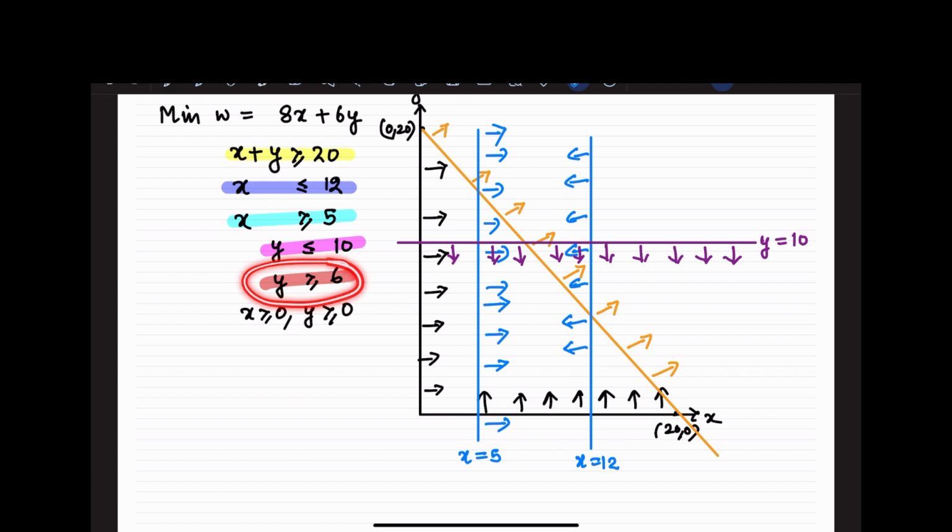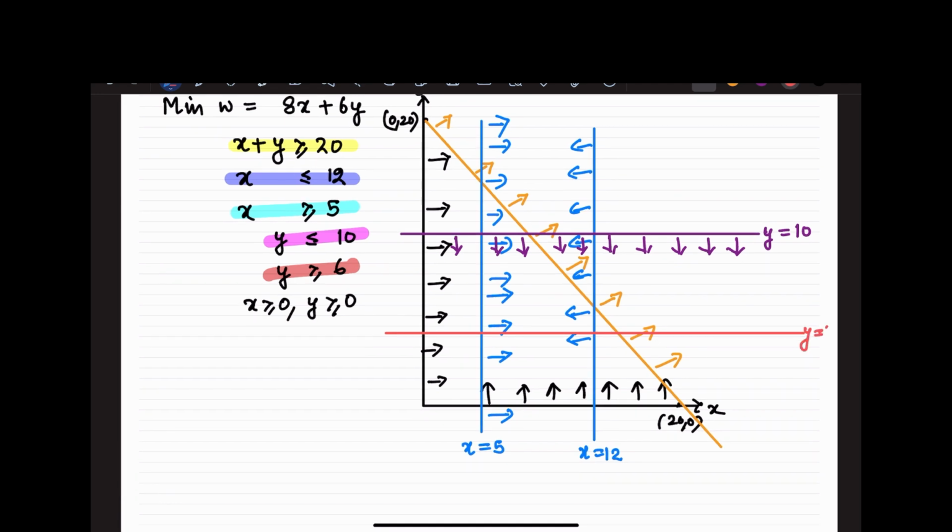Next, you plot this y greater than or equal to 6, which is again a line at y equal to 6. So y equal to 6 is somewhere there. Y equal to 6 is this line. The region: put 0 greater than or equal to 6, so the region is away because it is not satisfying. So this is the region.